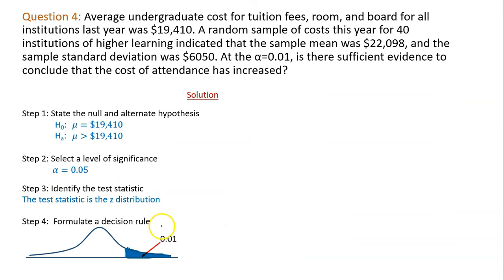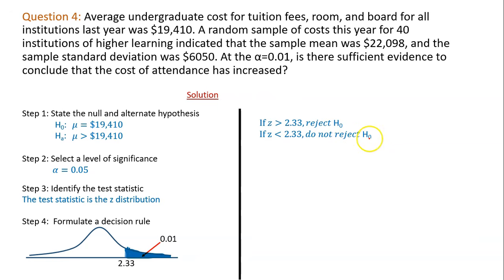Since it is at the right, we write the 2.33 here. Then we formulate the decision rule that if the computed z, that is the test statistic, happens to be greater than the critical value, the one here, we should reject the null hypothesis. But if it is less, then we do not reject the null hypothesis. So after formulating the decision rule, we write step 5. Take a sample and arrive at a decision.